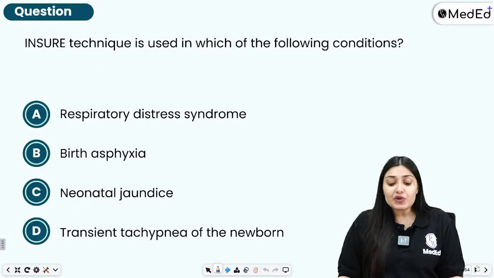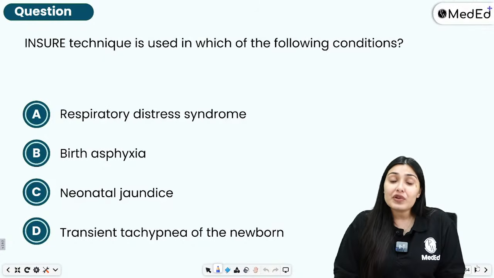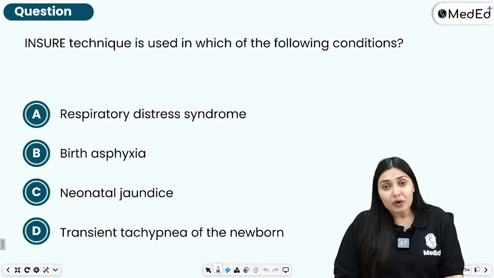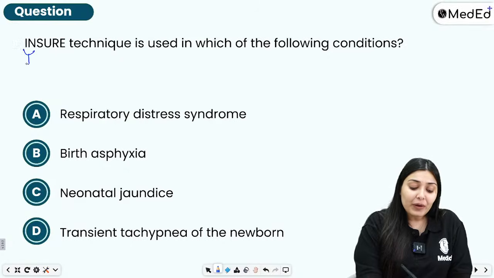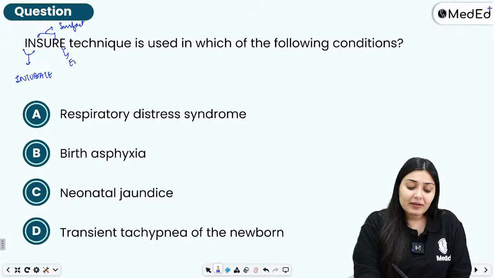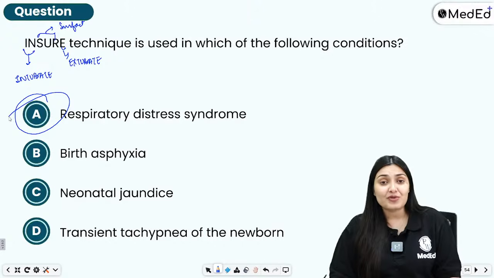This is about the INSURE technique. INSURE technique is used in which of the following conditions? Options we have are respiratory distress syndrome, birth asphyxia, neonatal jaundice, transient tachypnea of newborn. What is INSURE? INSURE stands for intubate, surfactant and extubate. And where do we employ this technique? We employ this technique in respiratory distress syndrome.